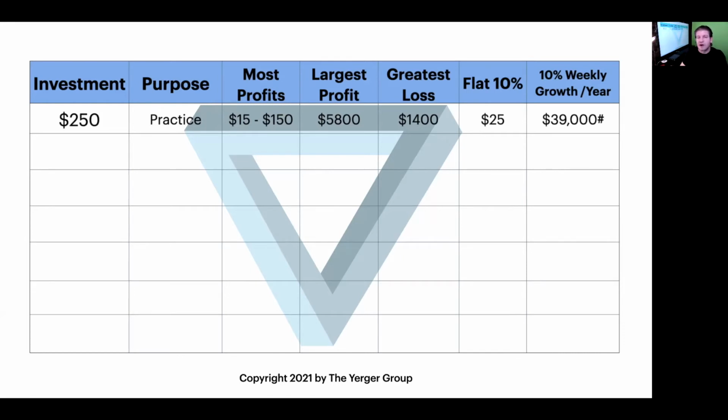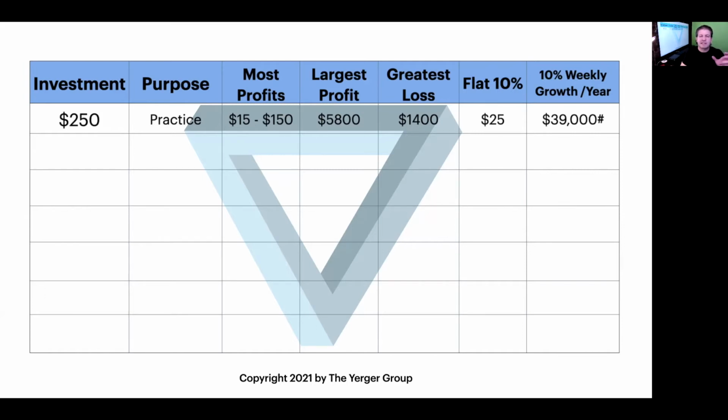My largest profit during the 6 weeks till I made 30,000 was about $5,800. These are all rounded off, by the way. Not every trade was spot on this number. My greatest loss was about $1,400, a little bit over.